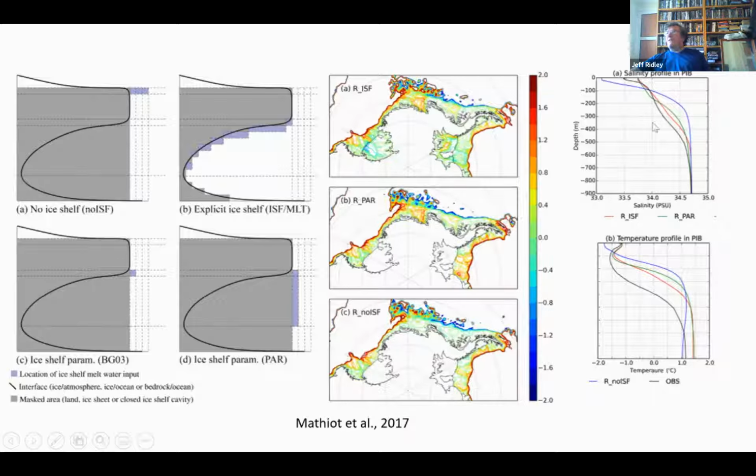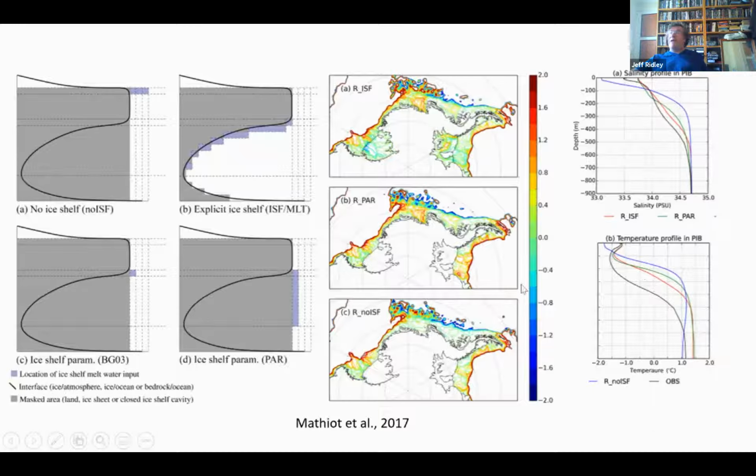So if we look on the right, we've got profiles which are from a mooring in Pine Island Bay, and these show temperature and salinity, and you can see that the green and red lines are close to the black line, which is the mooring, whereas putting the shelf meltwater into the surface, the blue line, is quite different.